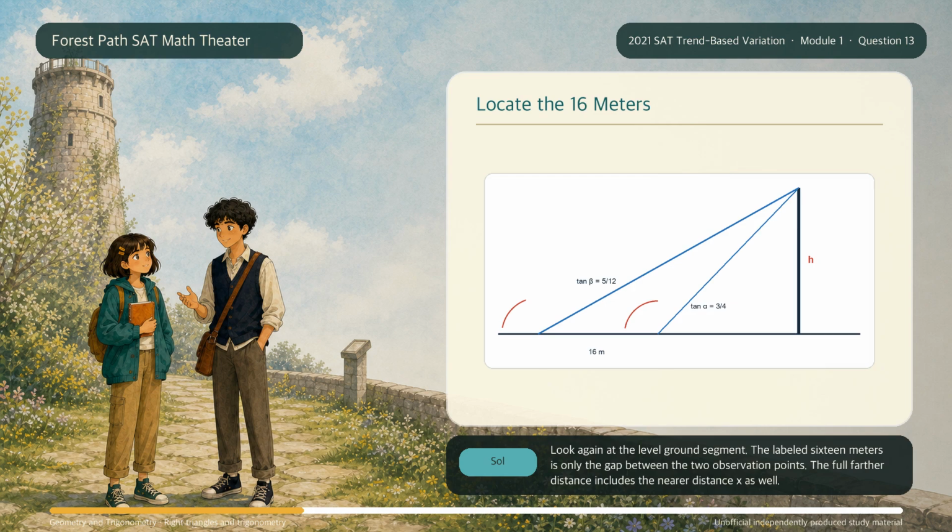Look again at the level ground segment. The labeled 16 meters is only the gap between the 2 observation points. The full farther distance includes the nearer distance x as well.